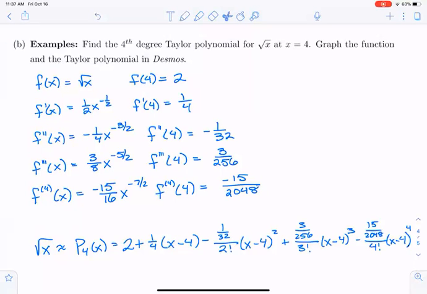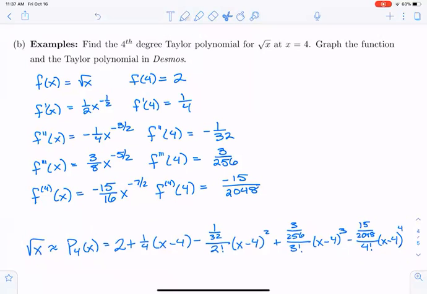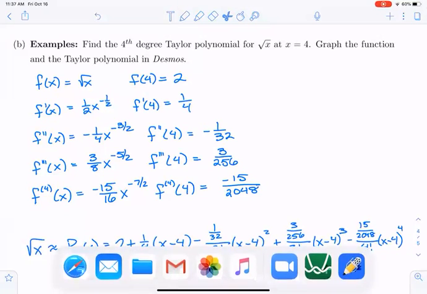Okay, so that is going to be my approximation of square root of x. And so if I want to find square roots of numbers that are near x equals 4, this is how you do that. So this is how you would find those approximations. Yeah, I mean, and you can simplify this obviously, but I don't have the time to do that right now.